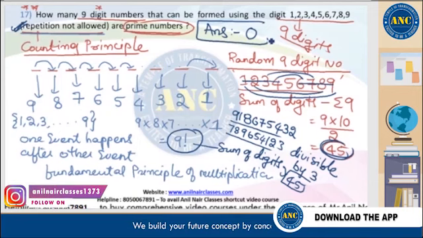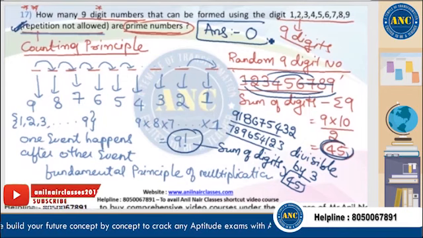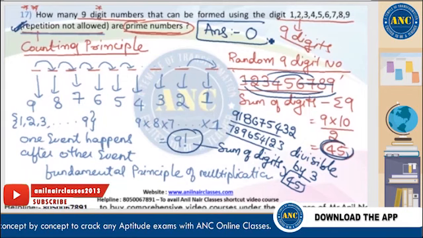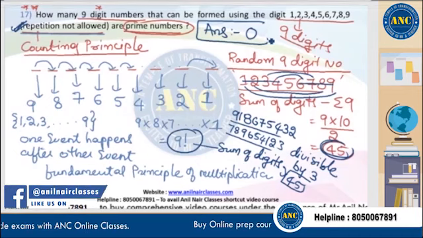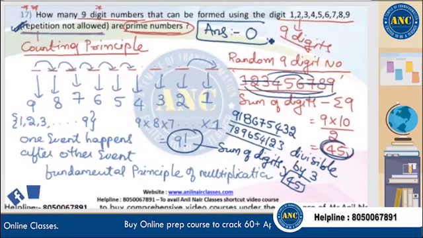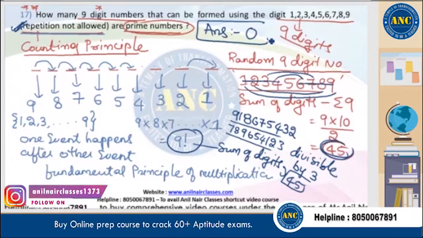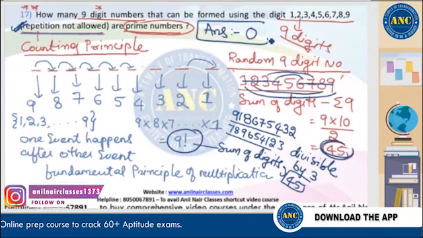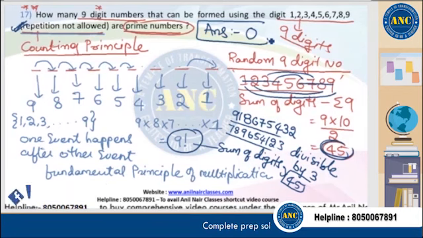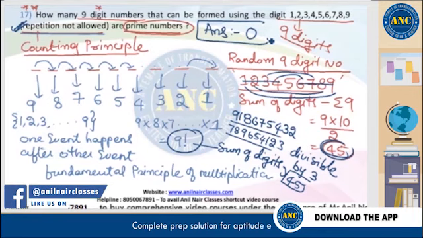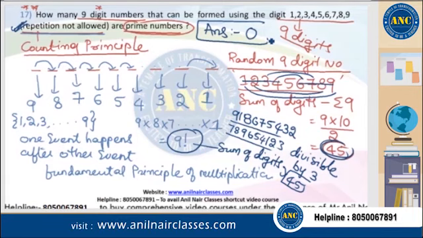In 9 factorial numbers, there exists no number which is a prime number. Why there exists no number which is a prime number? Because in the question repetition is not allowed. Every digit should be written only once. A digit should not be written more than once. So if I write 1, 2, 3, 4, 5, 6, 7, 8, 9, the sum of the digits is 45. 45 is divisible by 3. That means one number is divisible by 3.